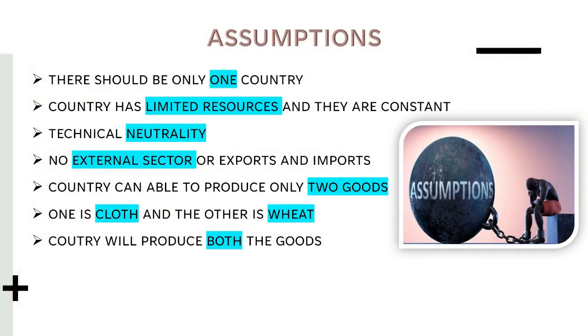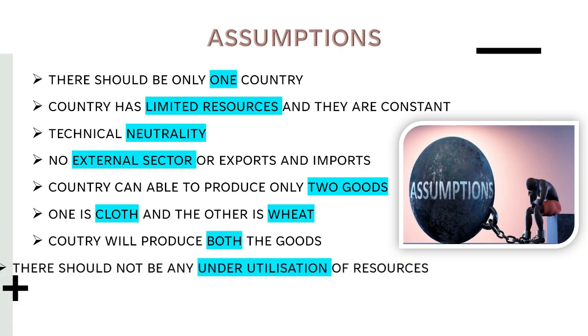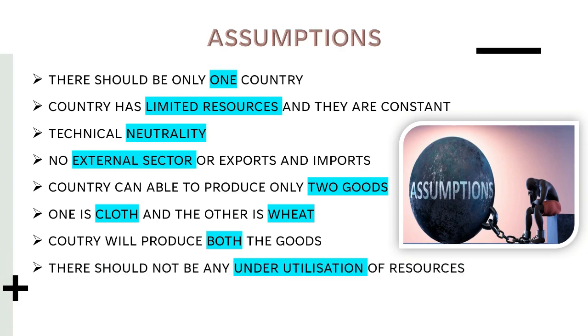The country will produce both the goods. Resources will be diverted for the production of the two commodities. Of course, the composition may vary between these two commodities. There should not be any underutilization of resources, in the sense that whatever resources are available in the country should be utilized completely, and optimally, without any wastages. And lastly, no government taxes or impositions.